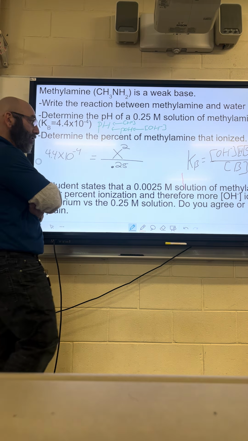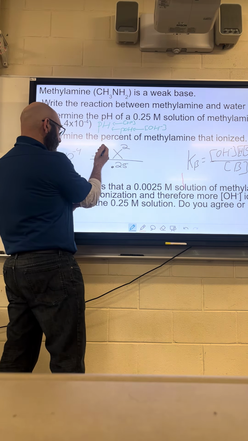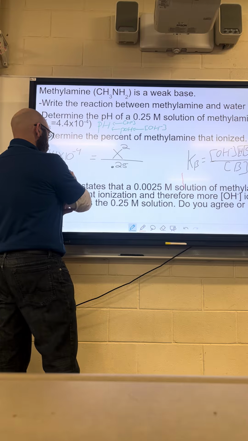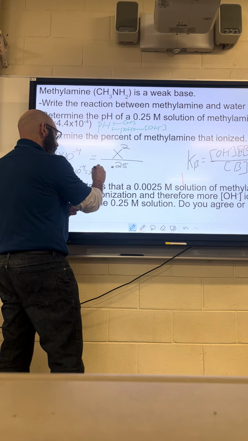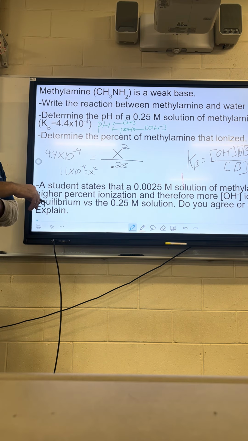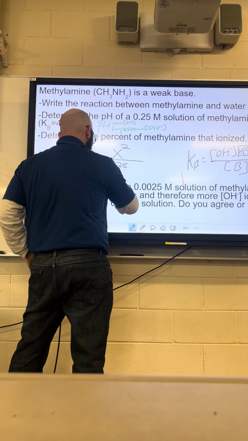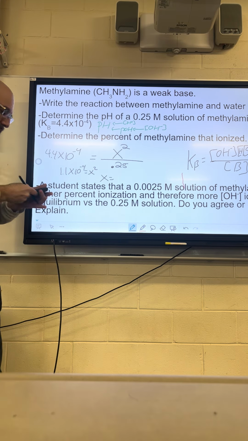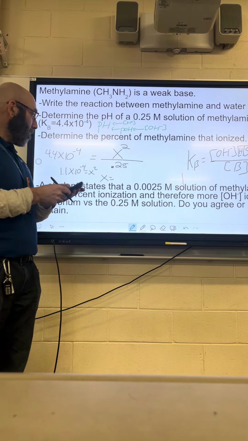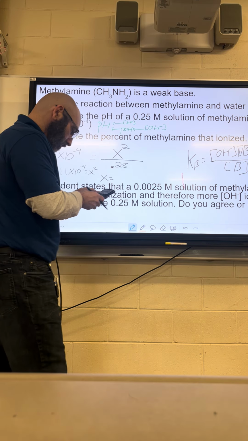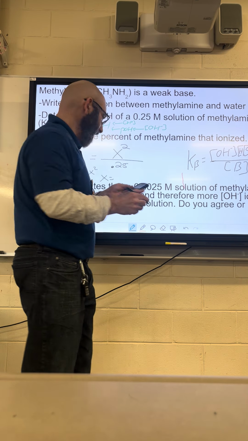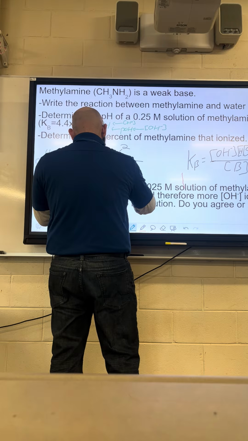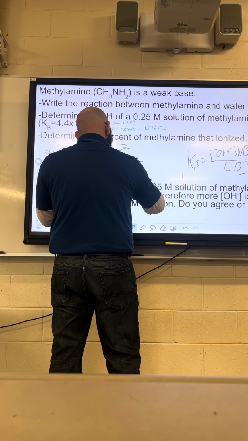So we can solve for x squared by multiplying. If you multiply, you get 1.1 times 10 to the negative fourth equals x squared. And then we just have to take the square root, and the square root is a number, because that's how math works. If you didn't know, I know, guys, I'm pretty intelligent. 0.0105.